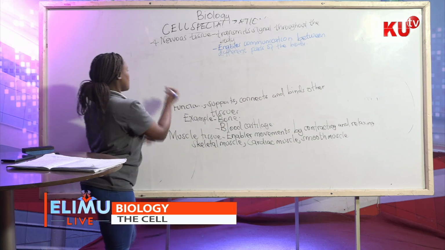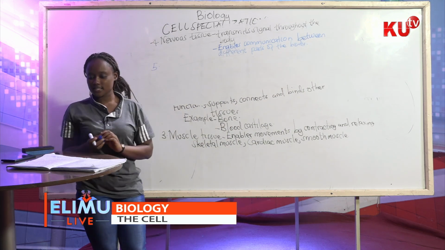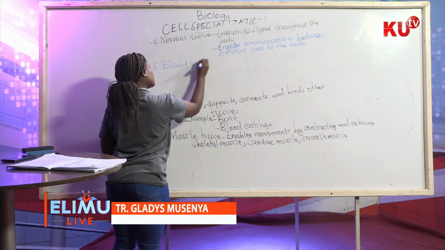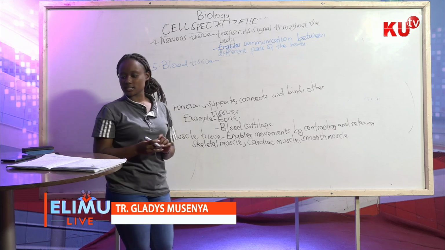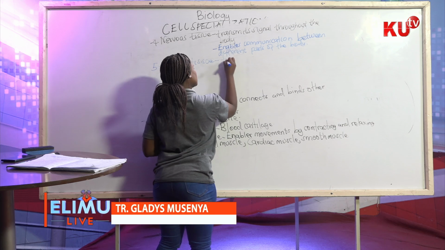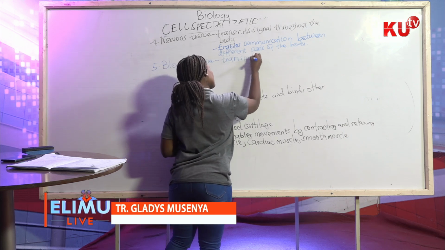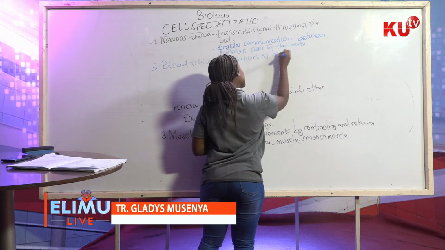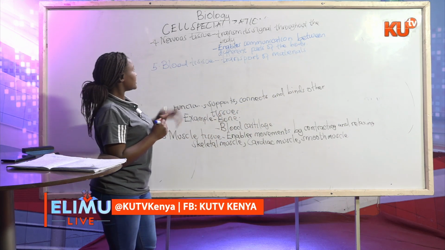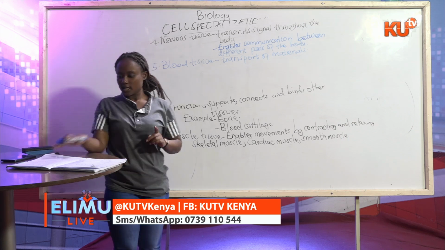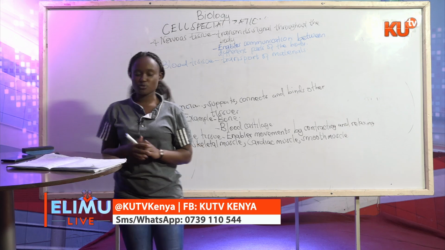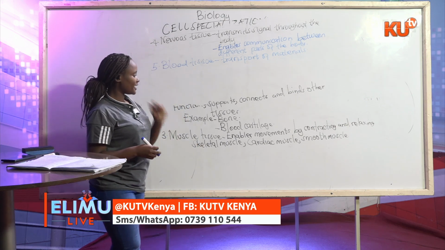Now we go to our fifth tissue, and that is blood. The blood tissue, its function is transport of materials. So that is in animal cells. We have the epithelial tissue, the connective tissue, the muscle tissue, nervous tissue, and the blood tissue.